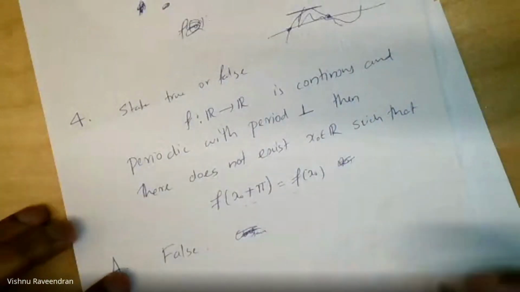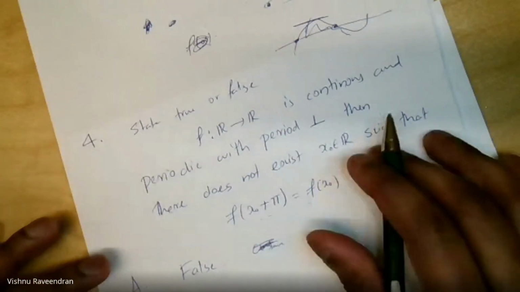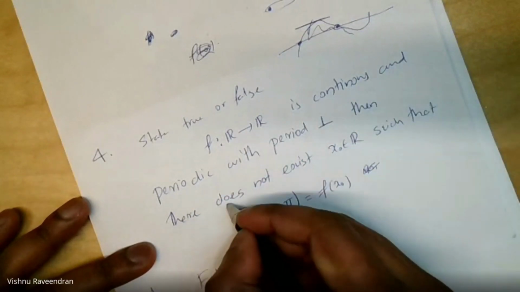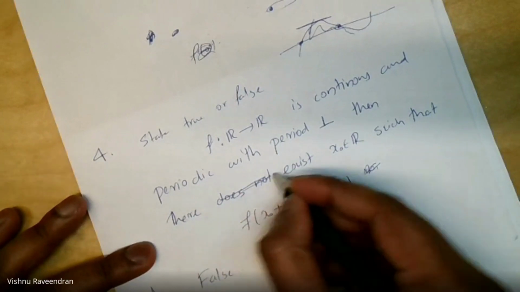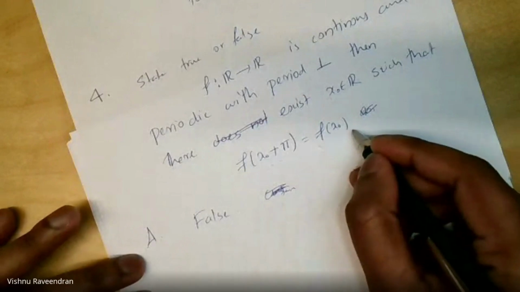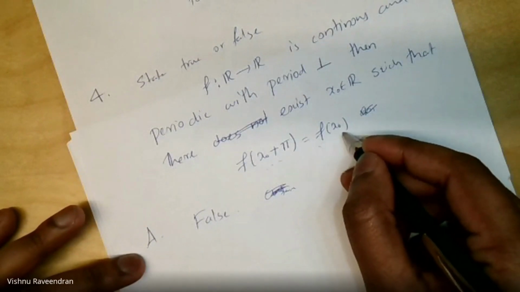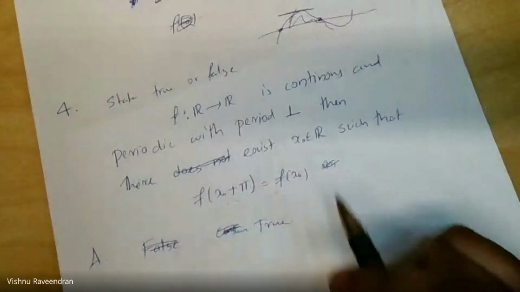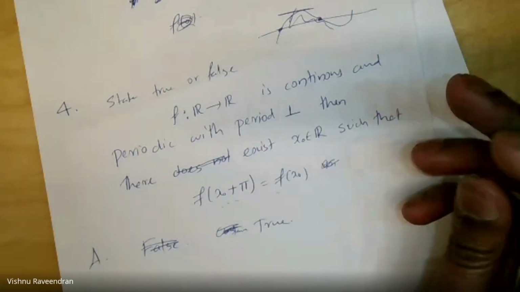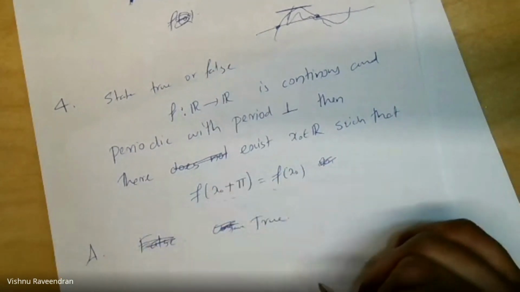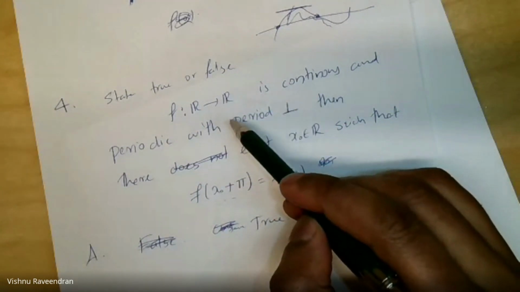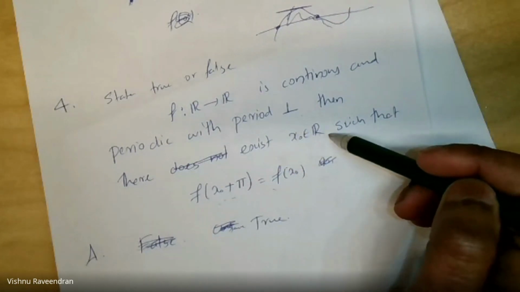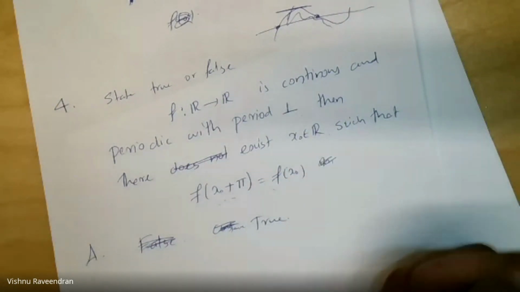So okay, now let's change this problem. F is a continuous function with period 1, then there exists x naught in R such that f of x naught plus pi equals f of x naught. So it will obviously be true, but you need to give a justification why it's true, because a constant function is just one example here. So now the statement is that f is a continuous periodic function with period 1, then there exists x naught in R such that f of x naught plus pi is equal to f of x naught.